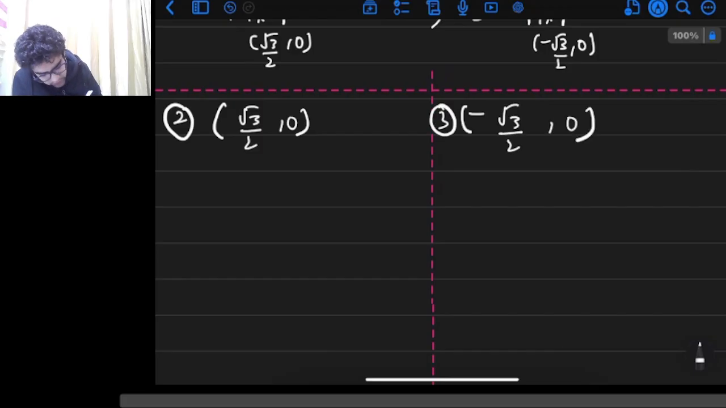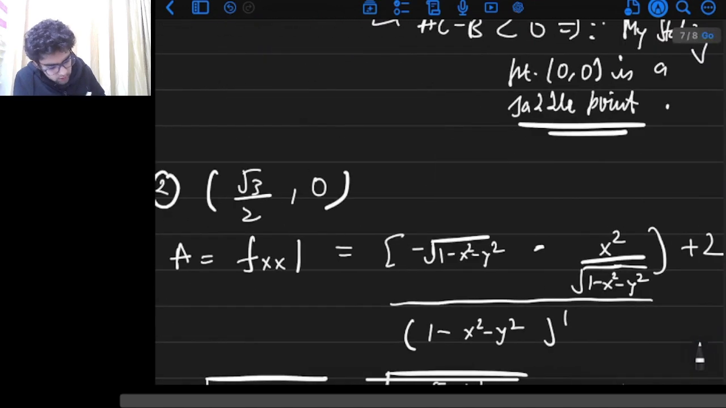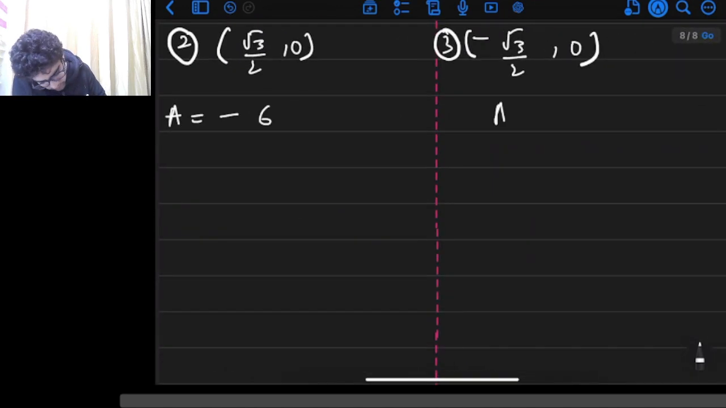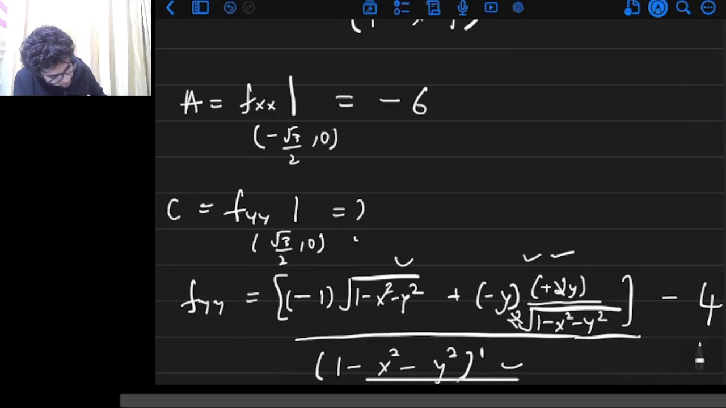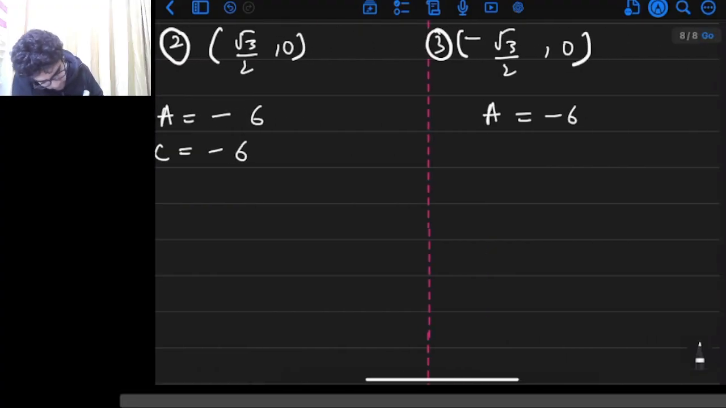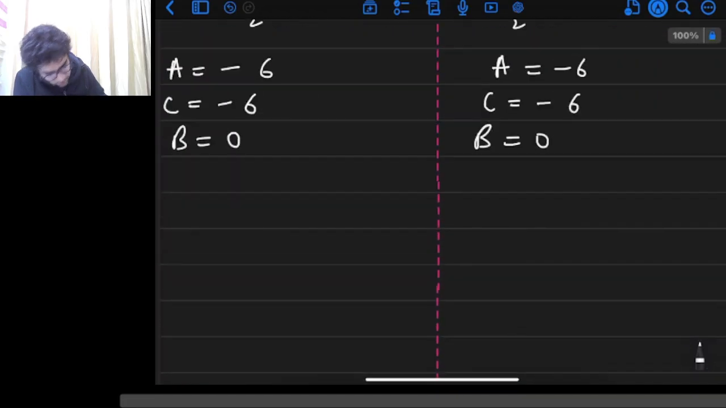This was my third stationary point, right? So my a turns out to be minus 6 for both of these values. C turns out to be minus 6, right? Minus 6 and minus 6. B turns out to be 0 and 0, right?